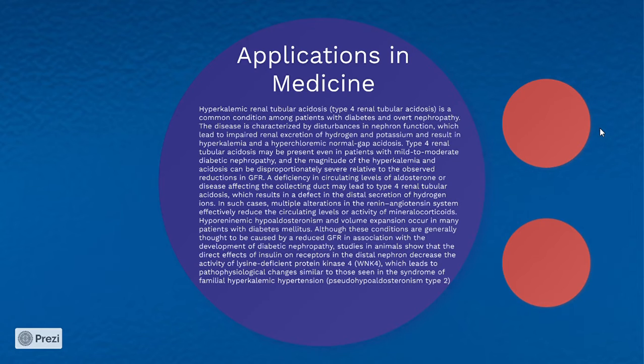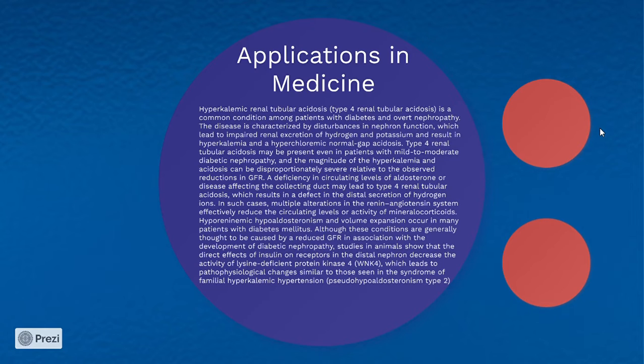In such cases, multiple alterations in the renin-angiotensin system effectively reduce the circulating levels or the activity of mineralocorticoids. Hyporeninemic hypoaldosteronism and volume expansion occur in many patients with diabetes mellitus, although these conditions are generally thought to be caused by a reduced GFR in association with the development of diabetic nephropathy.